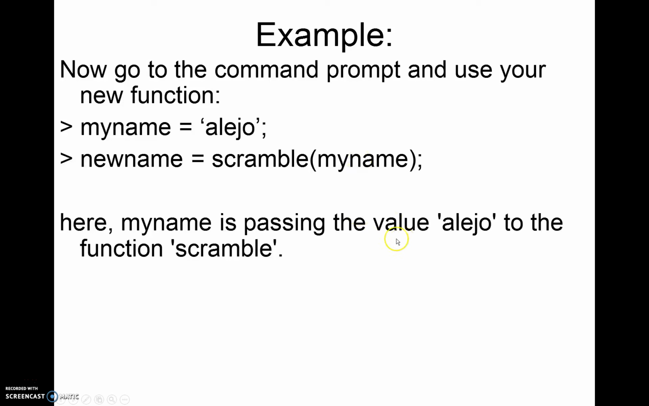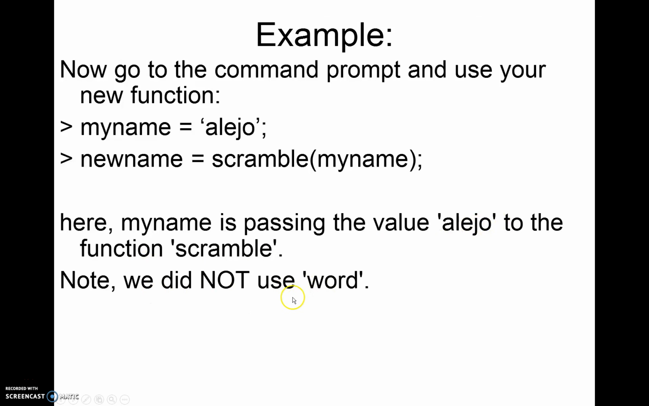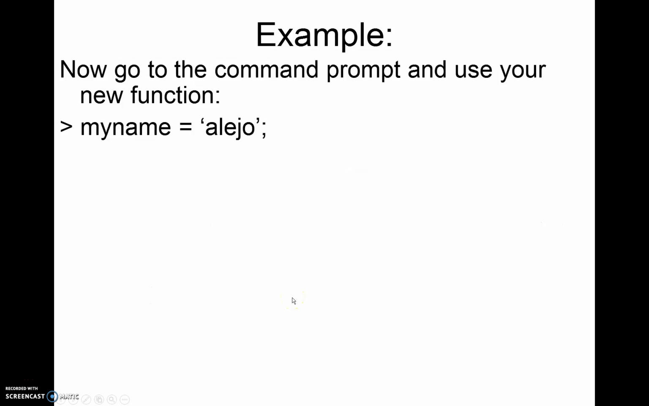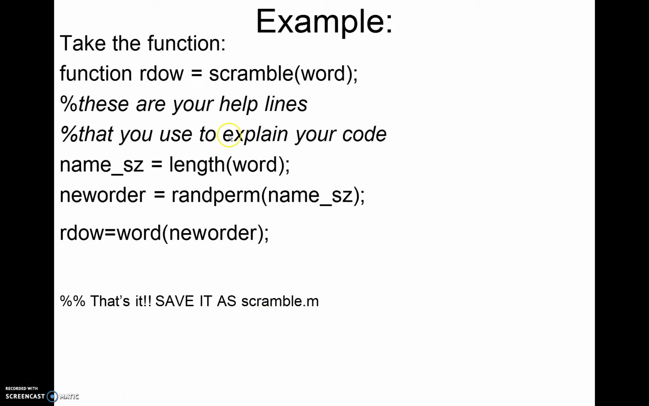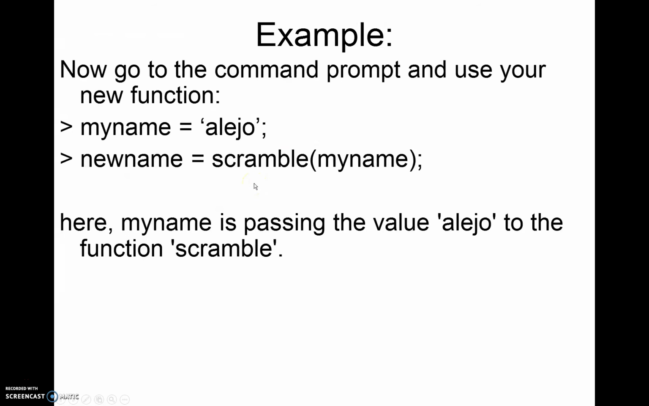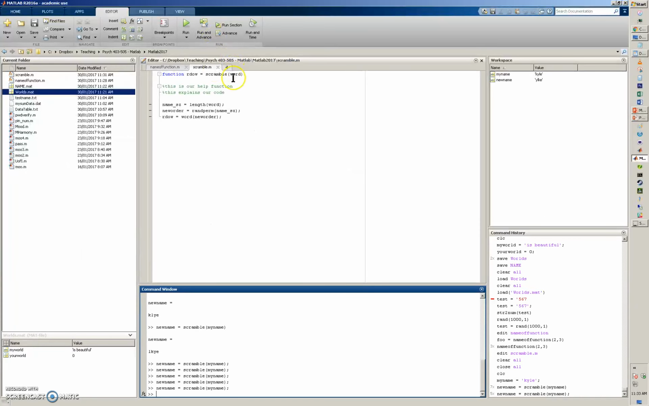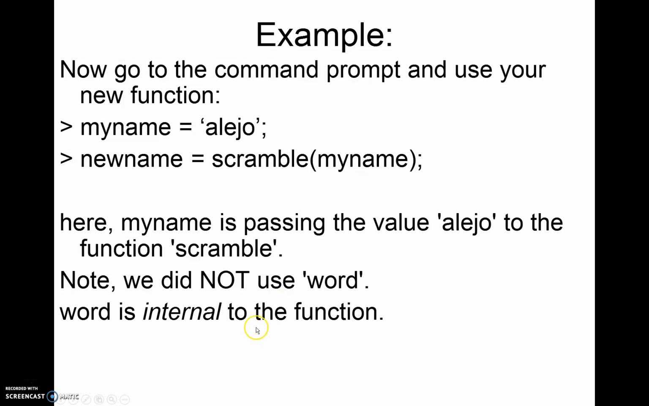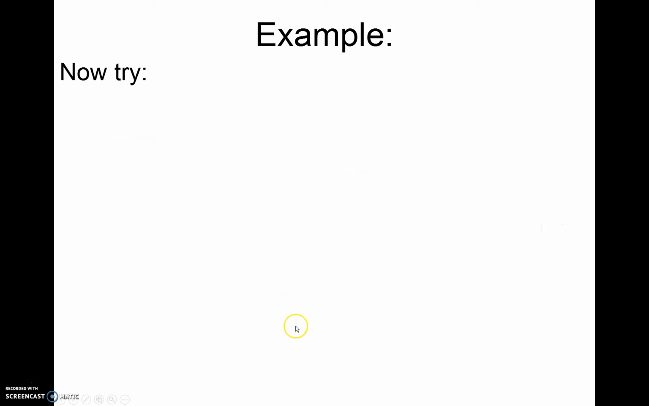So my name is passing the value of my name to the function. We didn't use the word word. Notice how the function itself has word in it here. What is what you call and what you give it. We don't have to use that word. We can use any name. And then once it gets inside the function, it treats that as the variable called word here. Word is internal to the function.